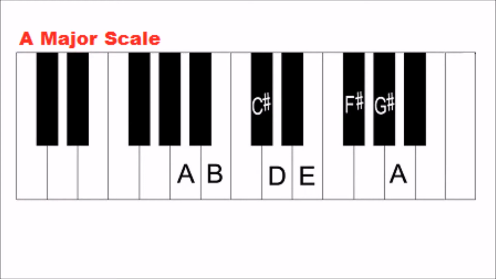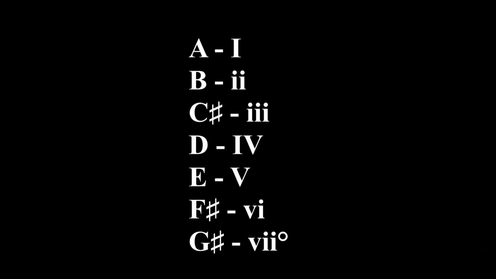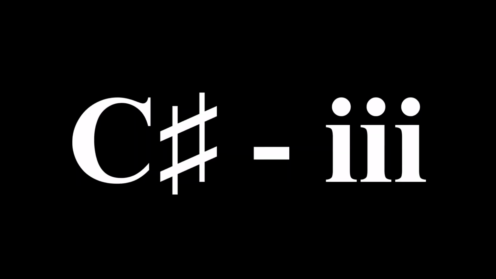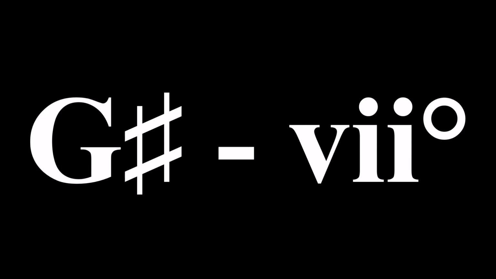Each chord in the key of A major is based on one of these notes. Roman numerals indicate each chord's position relative to the major scale. Chord 1 is based on the note A. Chord 2 is based on the note B. Chord 3 is based on the note C sharp. Chord 4 is based on the note D. Chord 5 is based on the note E. Chord 6 is based on the note F sharp. And chord 7 is based on the note G sharp.